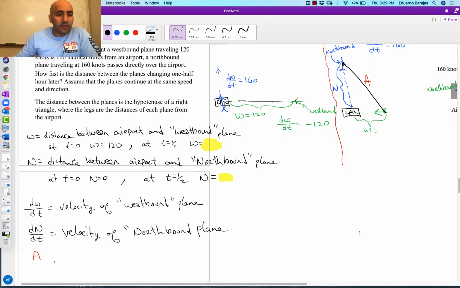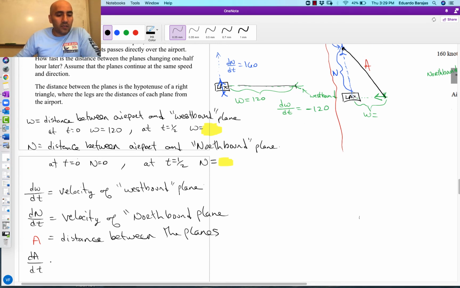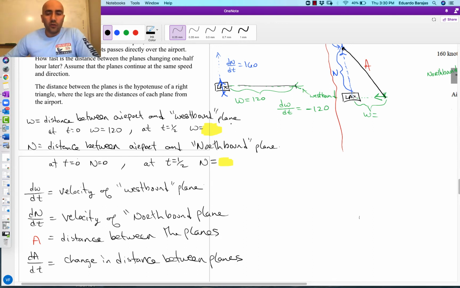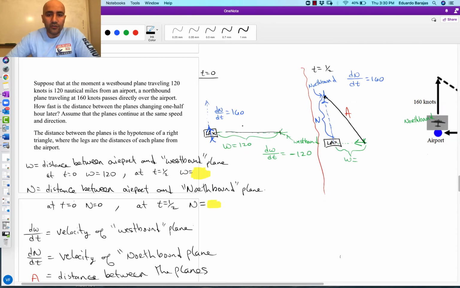Capital A is the distance between the planes. And so then dA dt, d capital A dt, is exactly what we're interested in, the change in the distance between the planes. Okay, so we've established that we kind of have two different pictures going on.